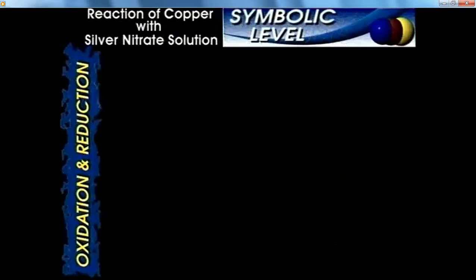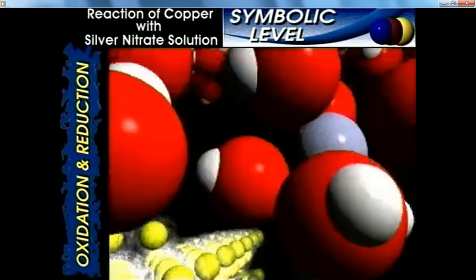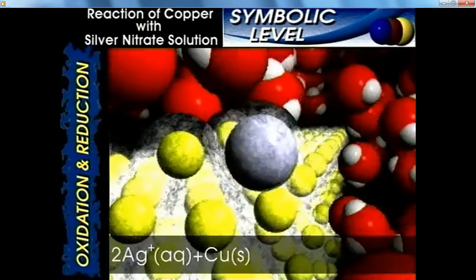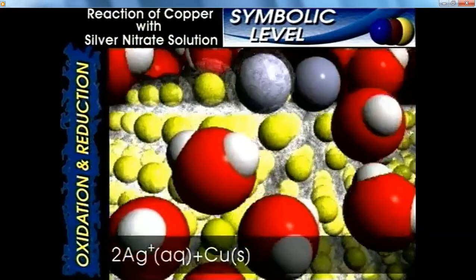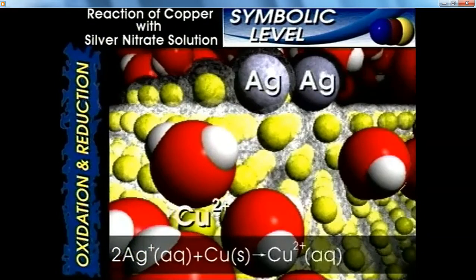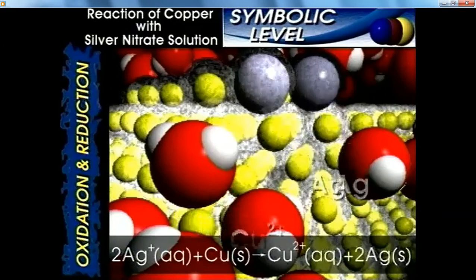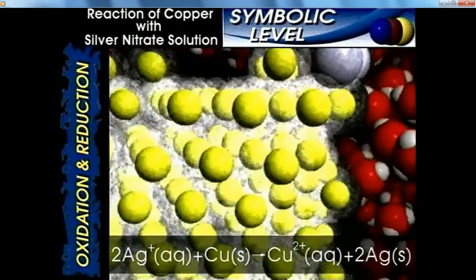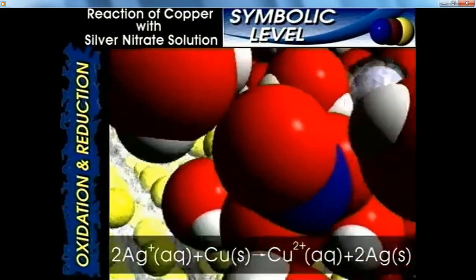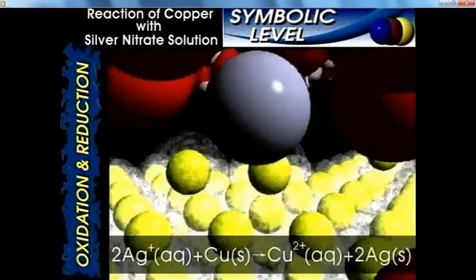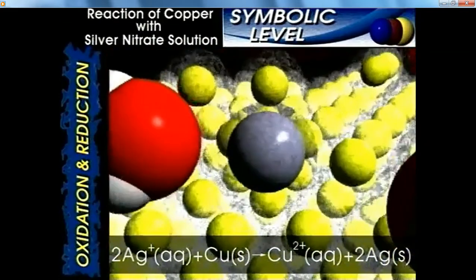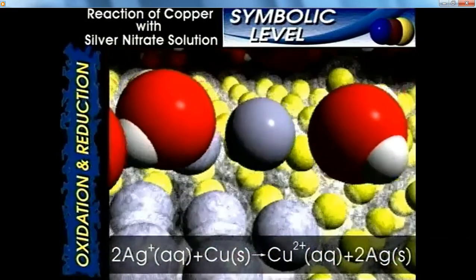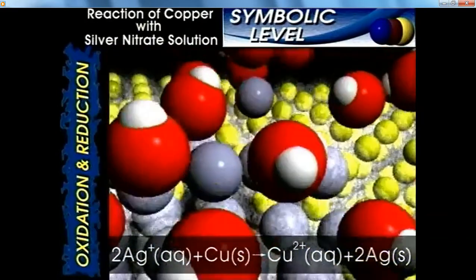The equation for this reaction should show the relative numbers of atoms and ions involved overall. As the reaction proceeds, for every 2 silver ions that gain electrons, a copper ion is ejected.